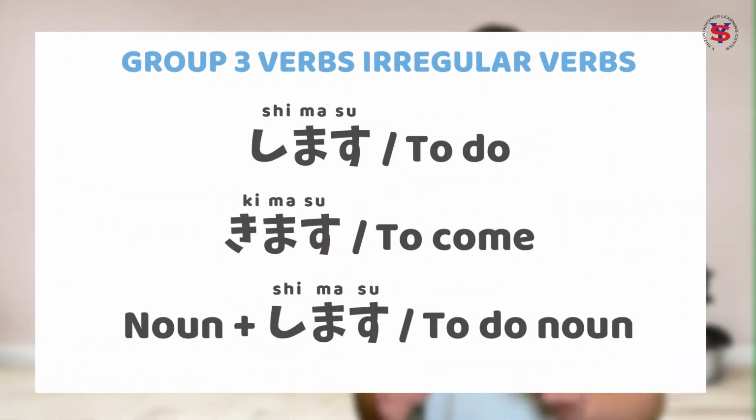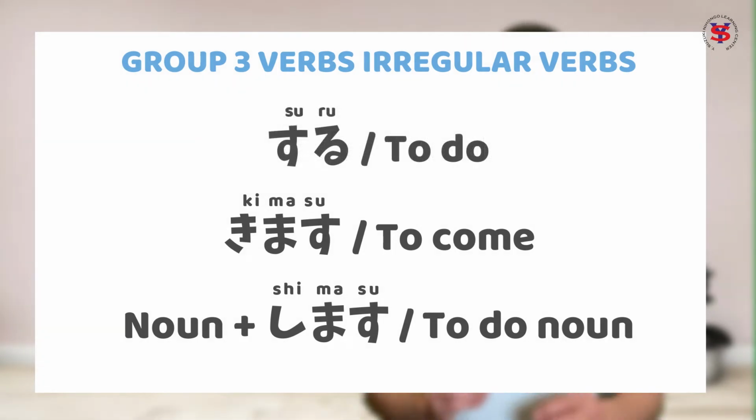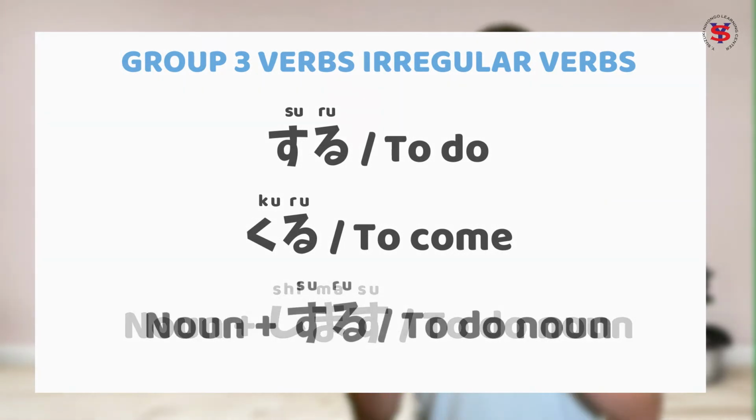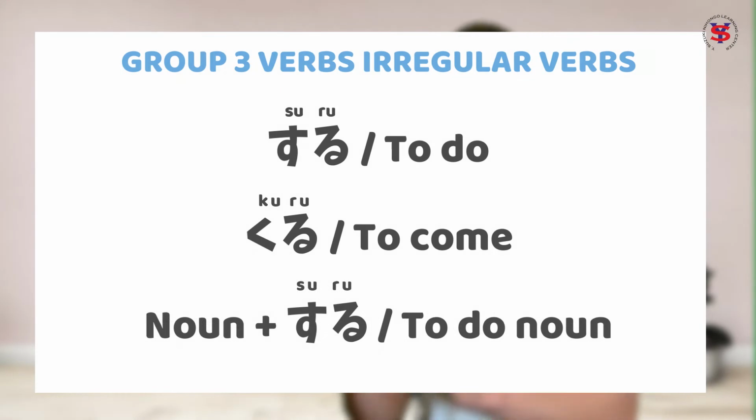Group 3 verbs are the irregular verbs shimasu, to do, kimasu, to come, and noun plus shimasu, or to do noun. Ang dictionary form ng shimasu ay suru. Yung dictionary form ni kimasu is kuru. And for noun plus shimasu, papalitan lang natin ang shimasu. So magiging noun plus suru.